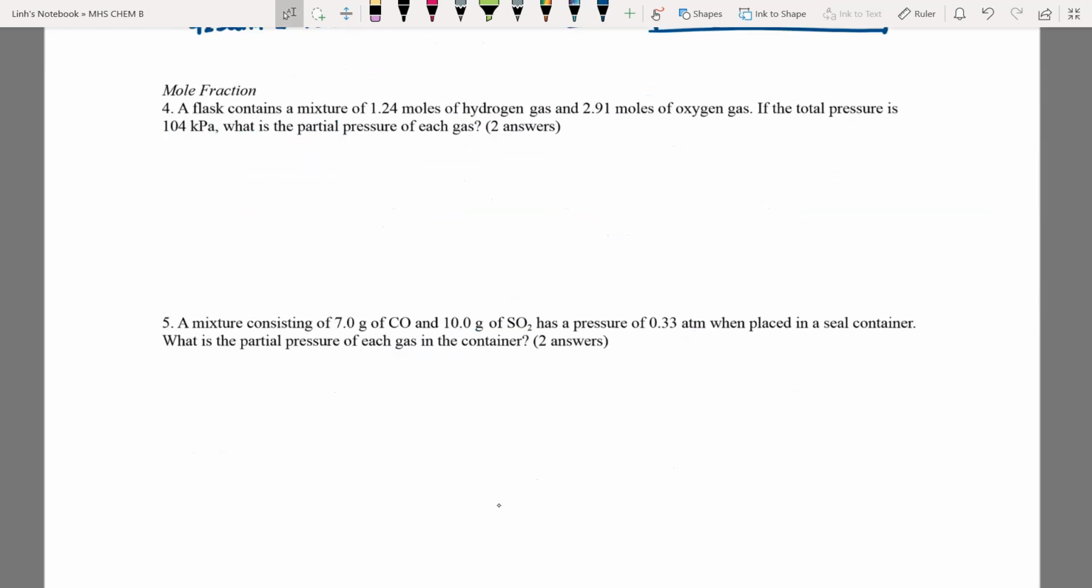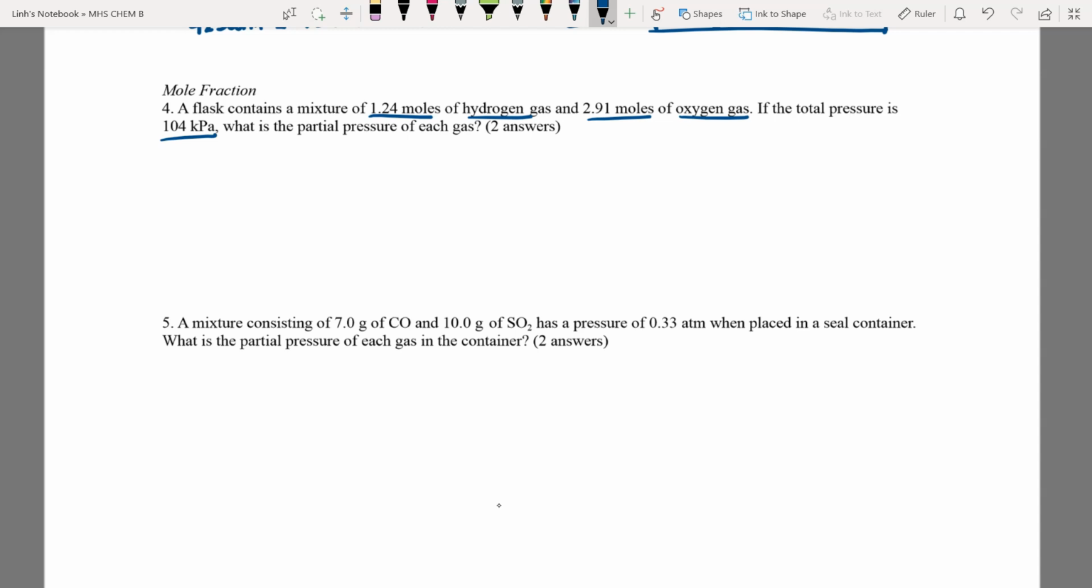Let's go ahead and do mole fraction, which is a different way for you to find the partial pressure of a gas within a mixture. I'm going to do number 4. I have a flask containing a mixture of this many moles of hydrogen gas and this many moles of oxygen gas. If the total pressure is 1304 kilopascal, what is the partial pressure of each gas?